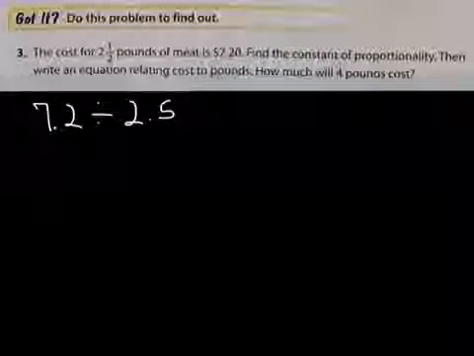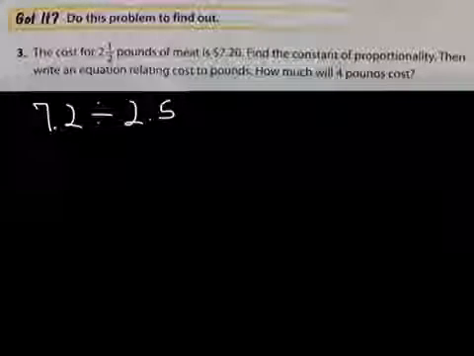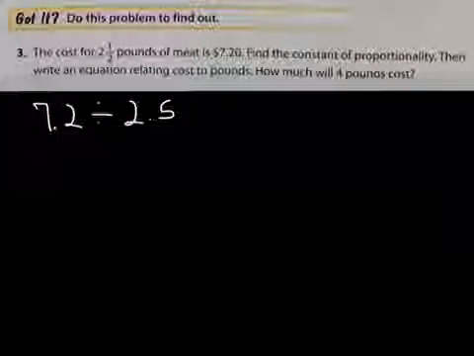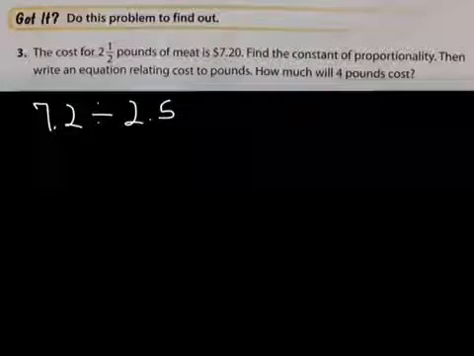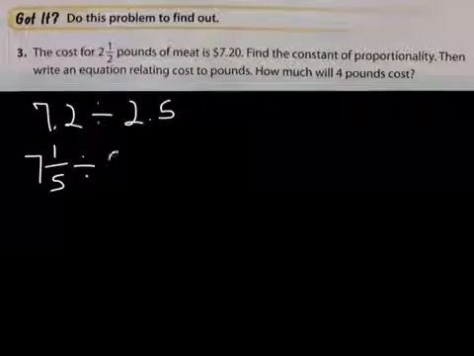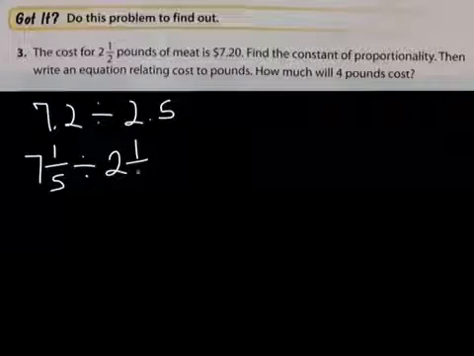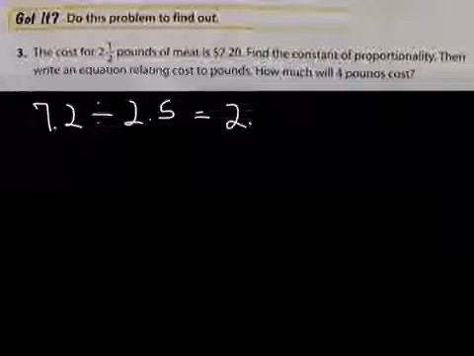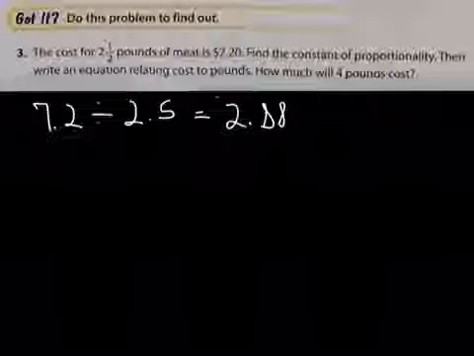Now if you don't have a calculator handy, you can divide this as 72 divided by 25. You can move the decimal place over, or you can also do it as 7 and 1/5 divided by 2.5. You know how to divide mixed numbers, right? That would be the other way to do it. I figured that it was 2.88. Now that's how much 1 pound is.